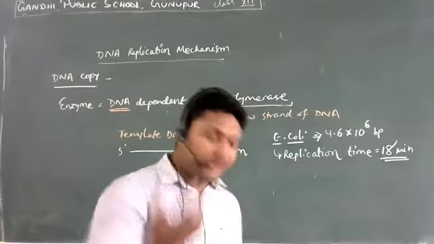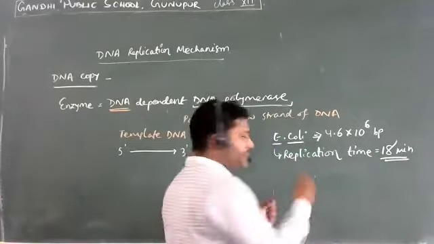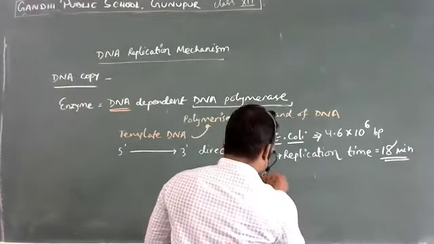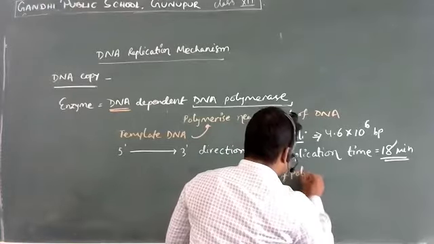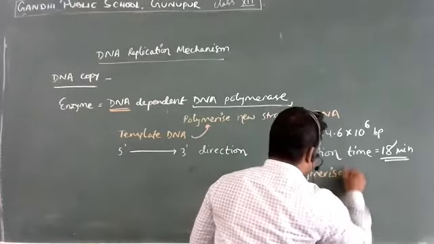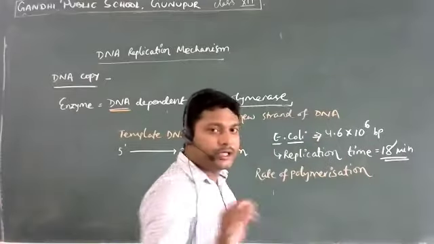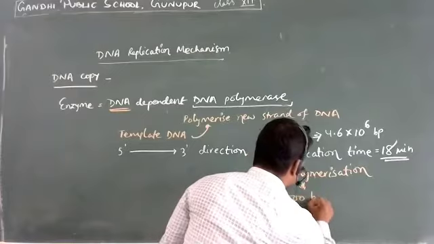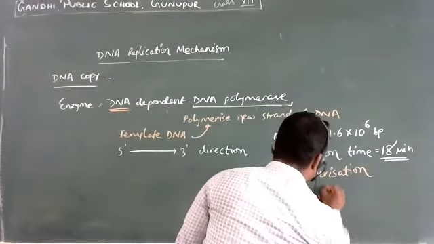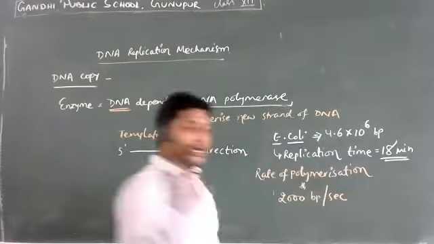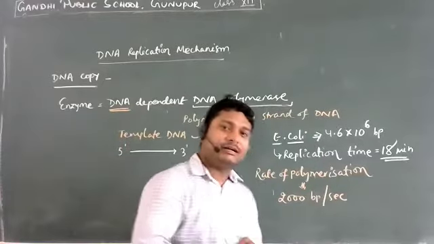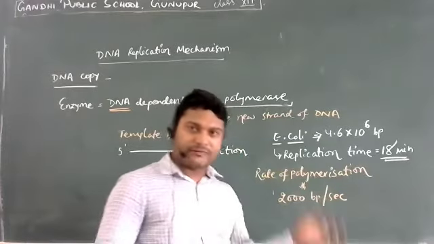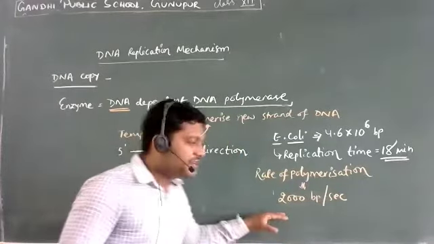So if you calculate, what happens is the speed or the rate at which the polymerization takes place, right? So here the rate of polymerization of the new DNA molecule turns out to be approximately 2000 bases or base pairs per second. So in 1 second, imagine this, almost 2000 base pairs can be polymerized. And that's not a joke, because it is very fast.